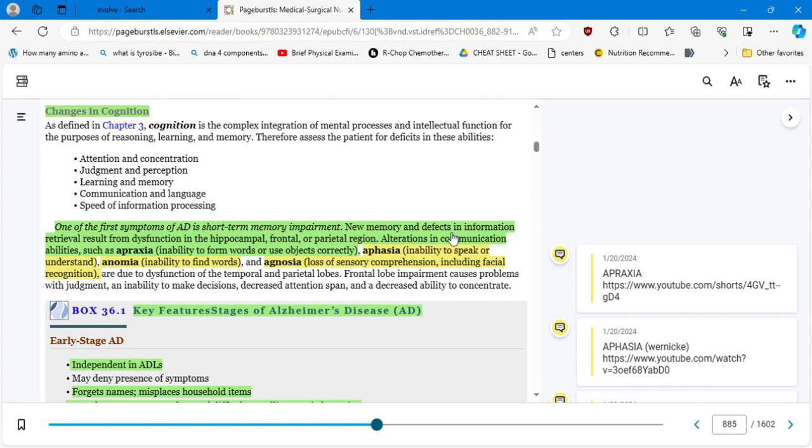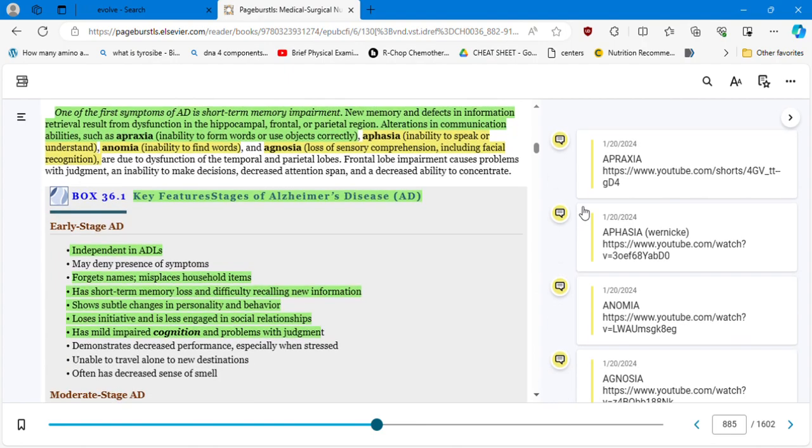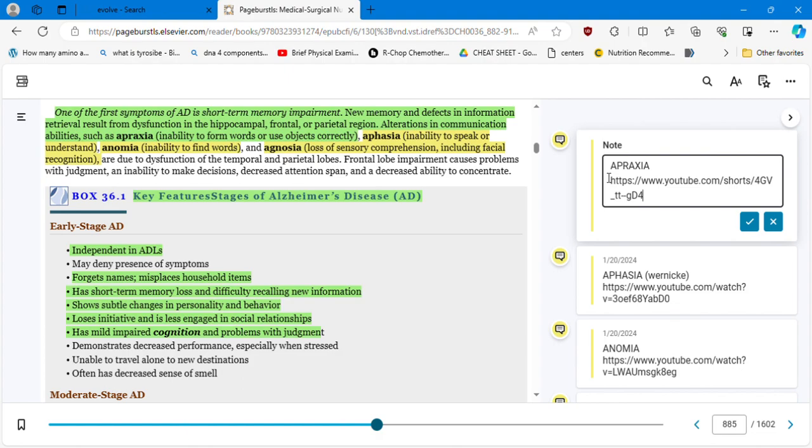New memory and defects in information retrieval result from dysfunction in the frontal parietal region. Alterations in communication abilities such as apraxia, aphasia, anomia, and agnosia can occur. And I'm going to play some very short videos, because this is the best way to learn as we see. So let's watch first apraxia, inability to form words or use objects correctly. Okay, let's watch this video now.